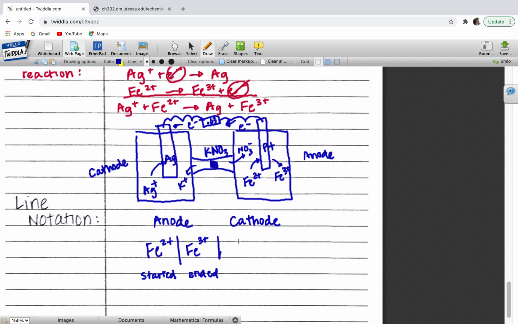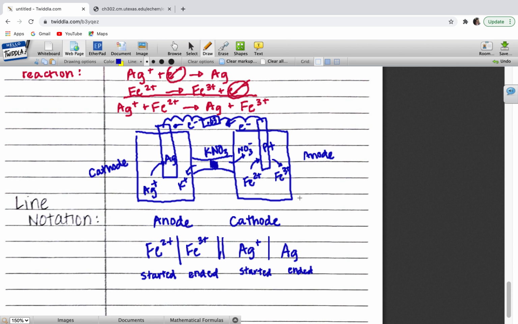Now check this out, line, line. Now we're going to describe the change taking place at the cathode. We are starting with Ag+. That was our reactant. Line. We ended up with solid silver product. So this is called line notation. You always describe the anode first, what you started with, line, what you ended with. Line, line, then you describe the cathode. What you started with, line, and then what you ended with. You can see why it's called line notation.